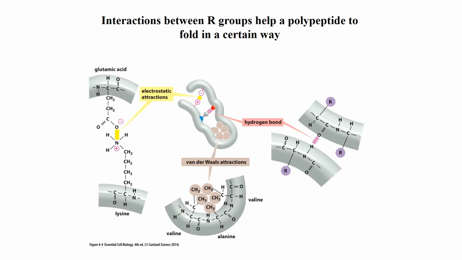Interactions between R groups can help a polypeptide to fold in its own unique special way. Notice that these interactions may be electrostatic interactions, highlighted in yellow. They may be hydrogen bonds, shown with the pink parallel lines. Van der Waals interactions are very weak, especially as we see here between these hydrophobic R groups.